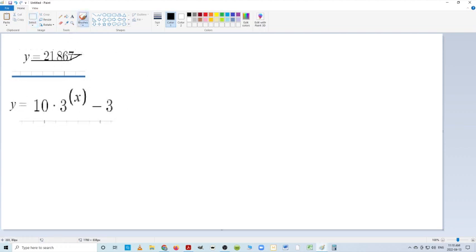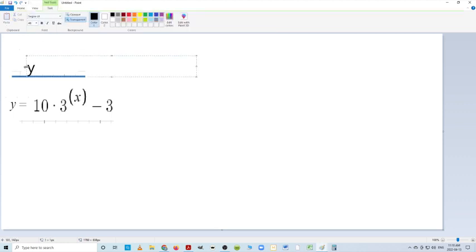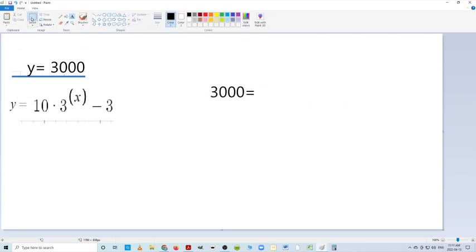Suppose it wasn't so clean. Suppose they wanted me now to find a y, let's say, find when y is equal to 3,000. Okay? Well, it's the same technique. I have to do 3,000 is equal to this equation.